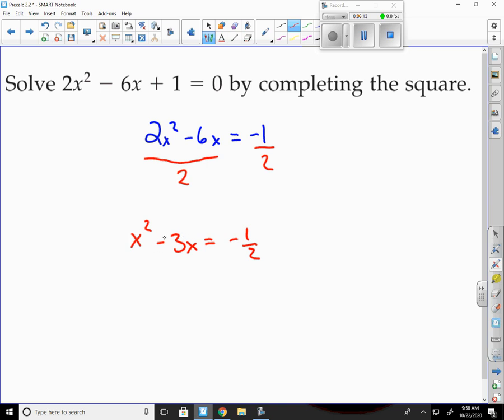Now I take this number over 2 because that's what it tells me to do, and I square it. That's going to give me positive 9 over 4, because I have to square both the top and the bottom. So it's going to be plus 9 over 4 equals, whatever I add to this side, I have to add to this side as well. So it's negative 1/2 plus 9 over 4.